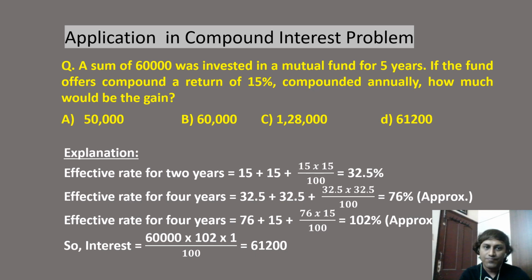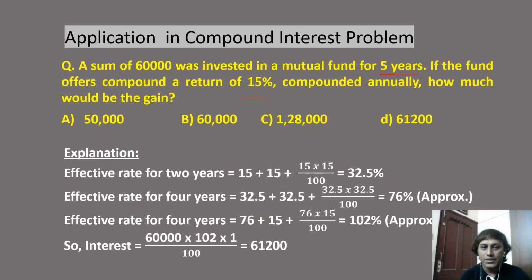We'll convert the successive percentages into an equivalent of 1 year, right? So what is the question? A sum of 60,000 was invested in a mutual fund for 5 years. If the fund offers a compound return of 15% compounded annually, how much would be the gain? 50,000, 60,000, 1,28,000, 61,200.